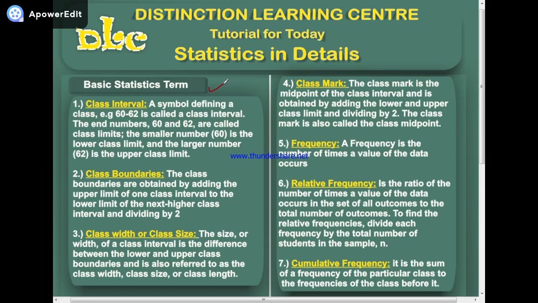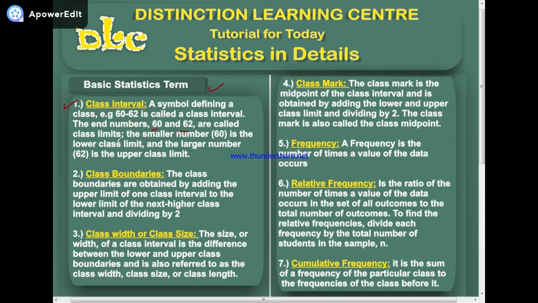Now, the first term is called what? Class interval. What is class interval? Class interval is a symbol defining a class, for example, 60 to 62. That is a situation whereby you see this particular expression inside statistics. It's called class interval.